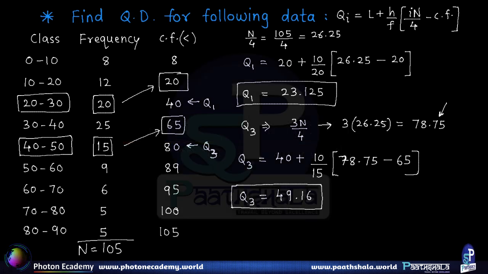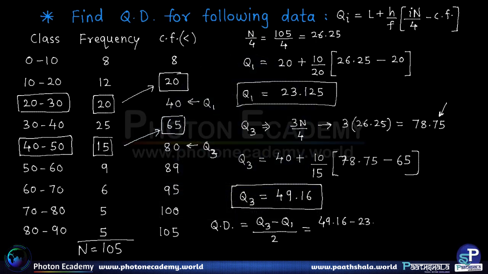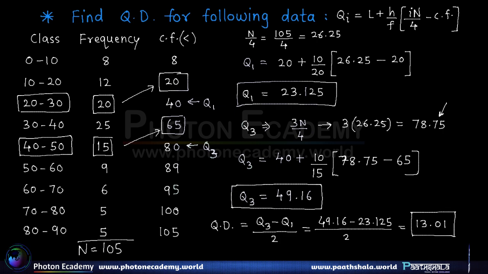Having calculated Q3, we can now calculate the quartile deviation. The formula is (Q3 minus Q1) upon 2. So (49.16 minus 23.125) whole upon 2 finally turns out to be 13.01. So that's the quartile deviation for the given data.